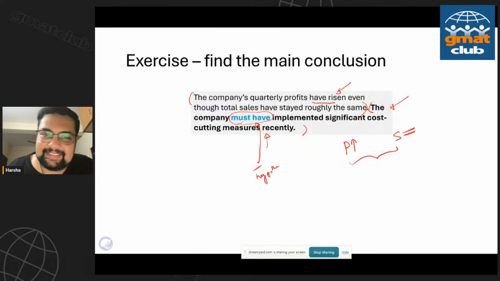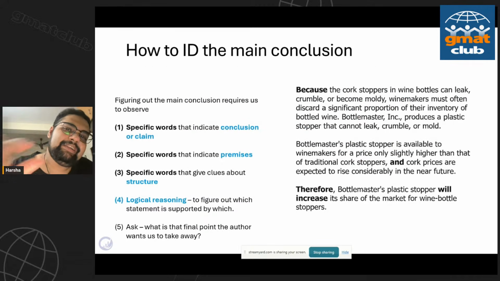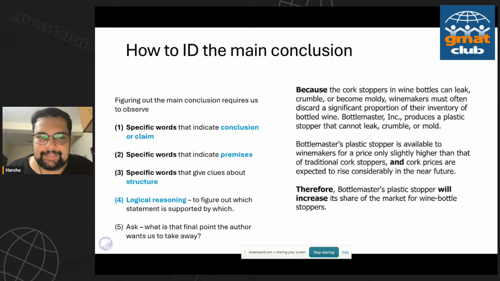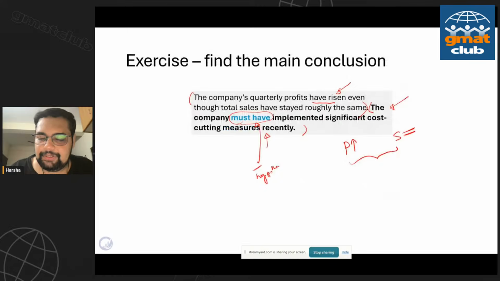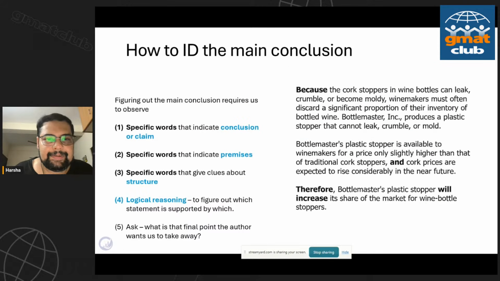So this is our segue into how to identify the main conclusion. End of the day, there are only a few things that you can do. What are those few things, right? Often there are words that will give you some indication that you're dealing with a conclusion. Here, a word like must have is an indicator that we are dealing with a claim. And once you piece in the logic of the first sentence connecting with the second sentence, it seems like a conclusion, right? So there are these conclusion indicating words.